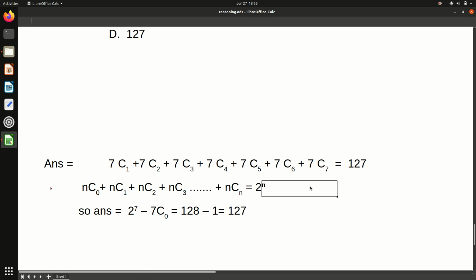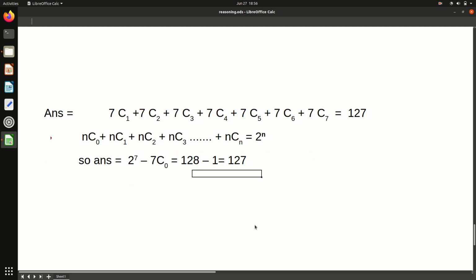Now see, if we do it this way by calculating 7C2, 7C3, it will take a lot of time. So we will use the formula, which is the sum of all these coefficients: NC0 plus NC1 plus NC2 up to NCn is equal to 2 to the power n. You have to keep this formula in mind. It will help you, or else you have to calculate and it will take time. So this is very simple. We will just apply this formula.